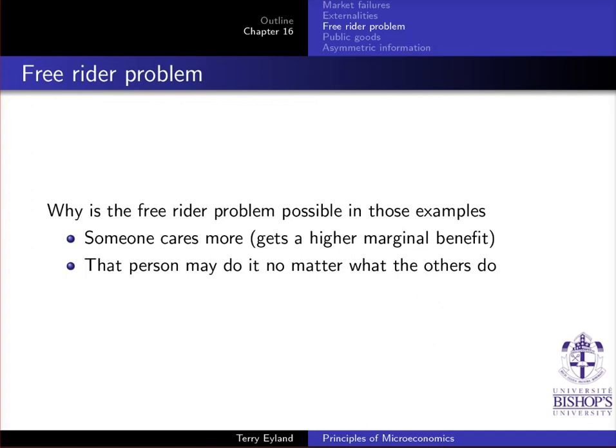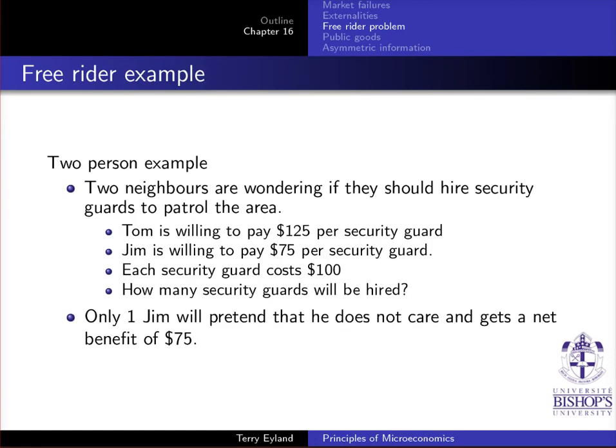Similarly, in all the other examples as well, there's that situation where someone cares more about this product than other people, and sometimes they don't care about what the other people end up doing. So if we have a two-person example with a little piece of land that has a common entrance, and they're thinking about hiring a security guard to patrol the area.